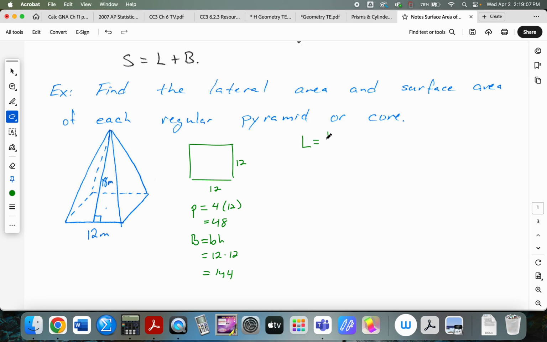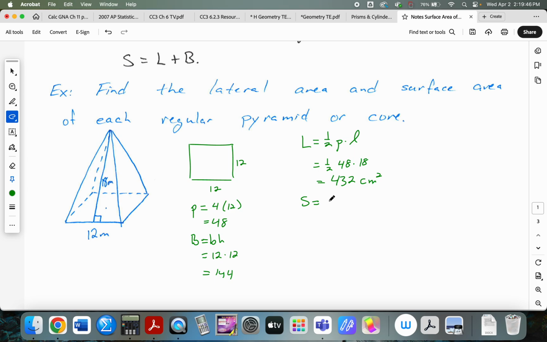The lateral area is 1/2 the perimeter of the base times the slant height. It's half because we have triangles instead of rectangles or parallelograms. And it's the slant height because the sides all slant over. Remember, lateral means sides. So that's 1/2 of 48 times 18, which is 432. And it's square centimeters because it's area.